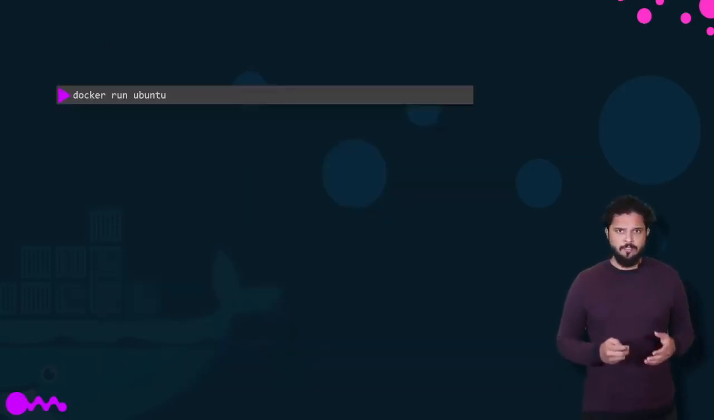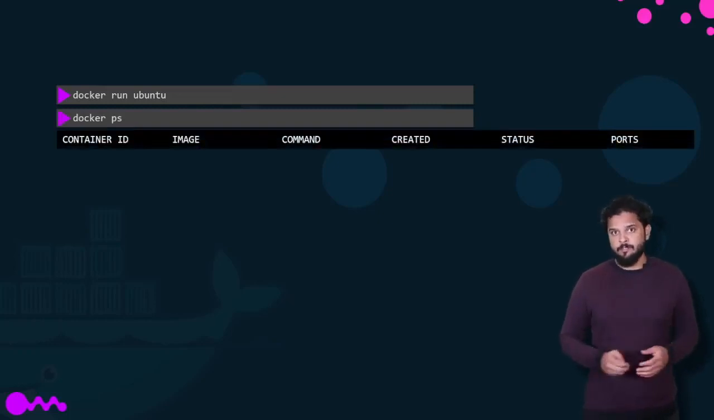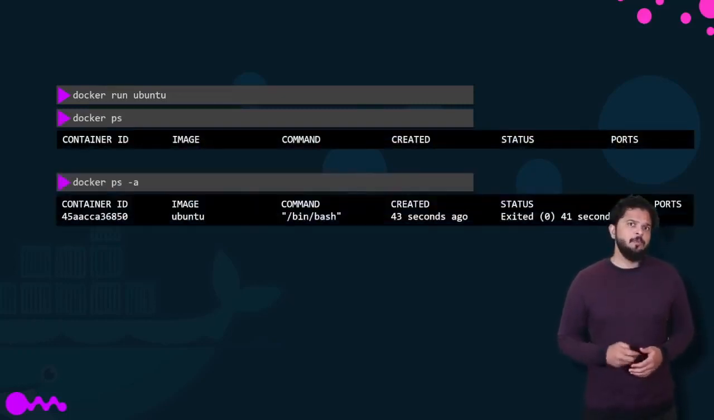Let's look at another example. Say you were to run a Docker container from an Ubuntu image. When you run the docker run ubuntu command, it runs an instance of the Ubuntu image and exits immediately. If you were to list the running containers, you wouldn't see the container running. If you list all containers, including those that are stopped, you will see that the new container you ran is in an exited state. Now, why is that?